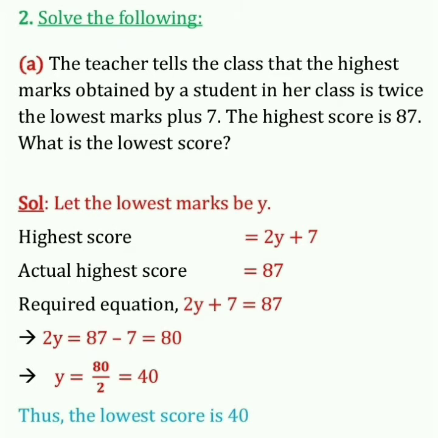It becomes minus. Therefore 2y is equal to 87 minus 7 is equal to 80. Now transfer 2 from left to right. So y is equal to 80 upon 2 is equal to 40. Thus the lowest score is 40.